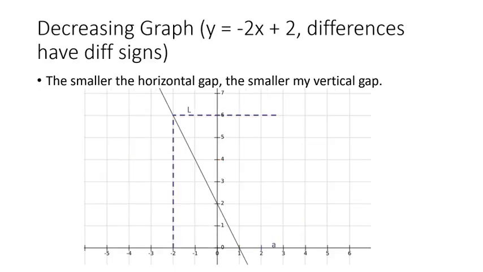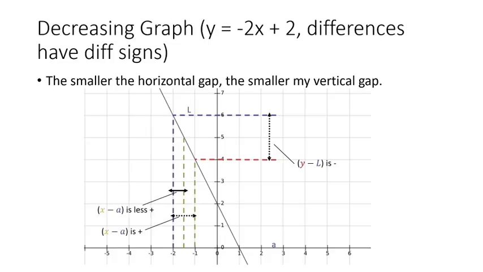Let's look at a decreasing graph. Again, a big horizontal gap causes a big vertical gap, and a smaller horizontal gap causes a smaller vertical gap. Even though the differences have different signs, their magnitudes still decrease, and that means that the gaps still get smaller, like we said before.